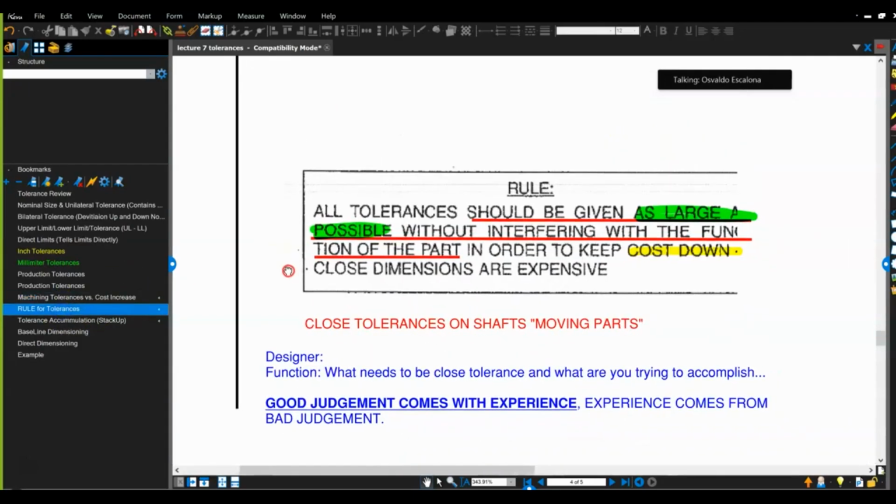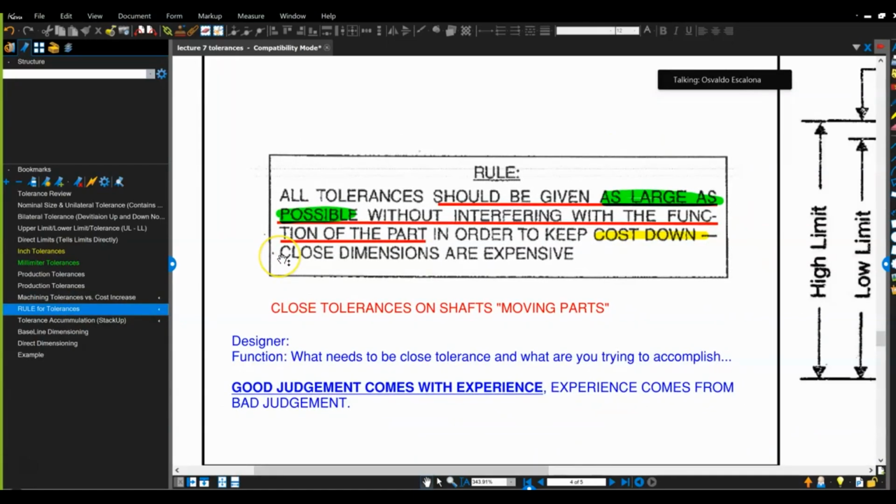This is the rule. All tolerances should be given as large as possible without interfering with the function of the part in order to keep the cost down. Close dimensions are expensive. Now you don't know. You're like, oh man, I just became a designer, and they're making me go and come up with a spaceship.